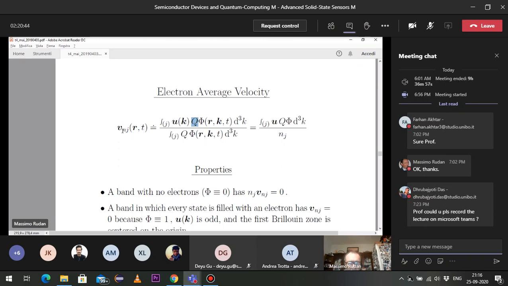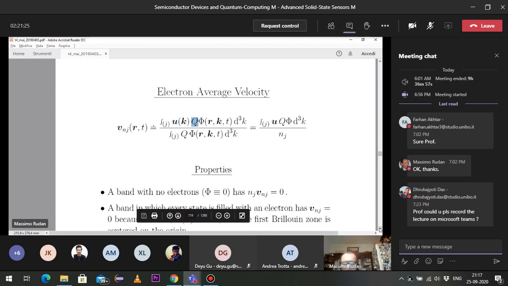The index n indicates that we are calculating the average velocity of electrons, and j that these electrons belong to the band number j, okay? And we also remember that the integral in the denominator is the concentration of the electrons of this band. So if we now multiply both sides by nj, we obtain that nj times vnj is equal to this integral of u q phi, okay?